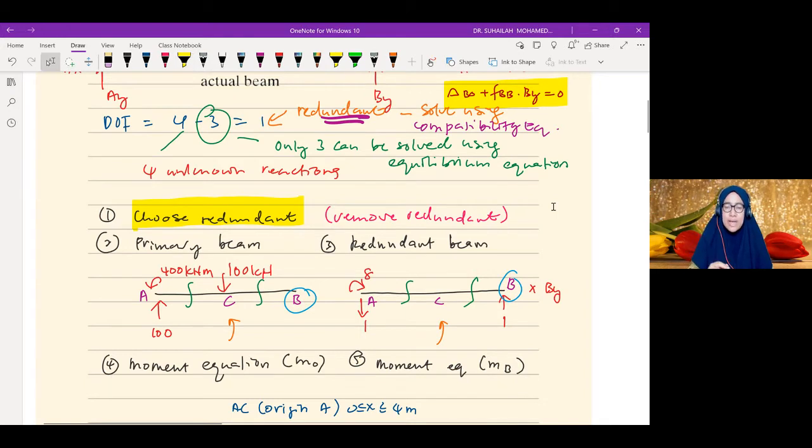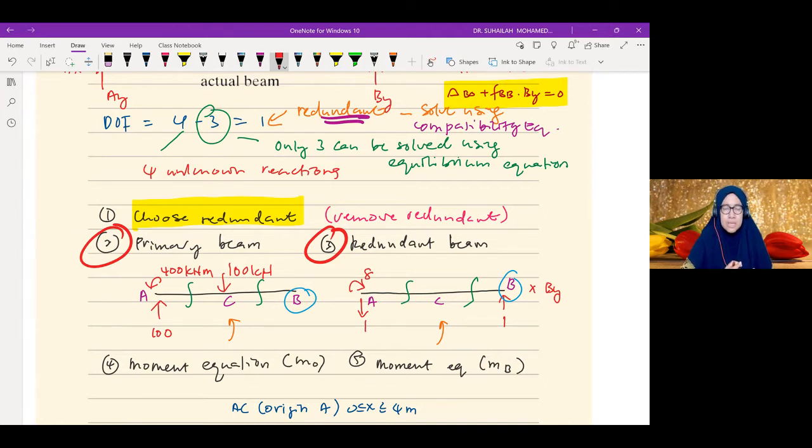The first one is called the primary beam. So we have the primary beam and the redundant beam. There are two determinate systems. With one redundant, we have two determinate systems to be analyzed, including the primary system. With two redundants, we have three determinate systems.